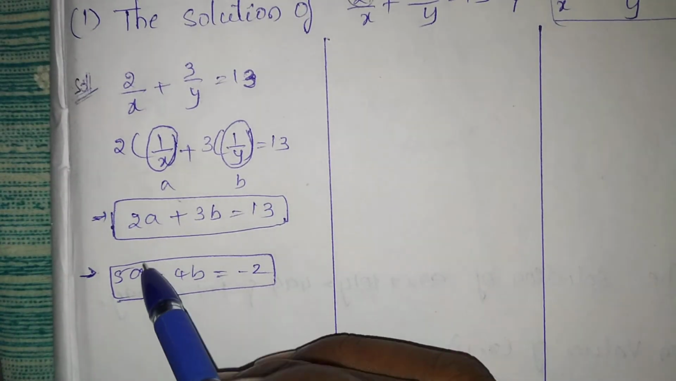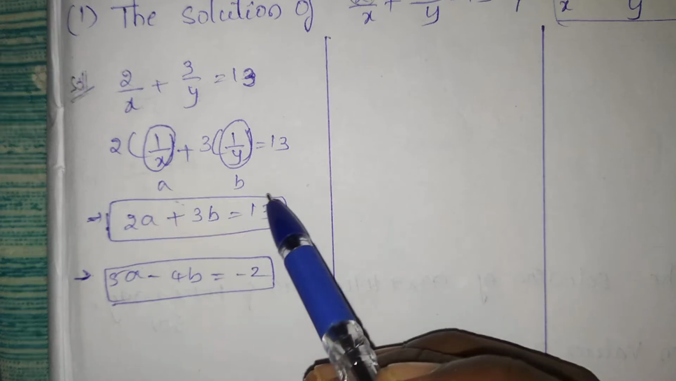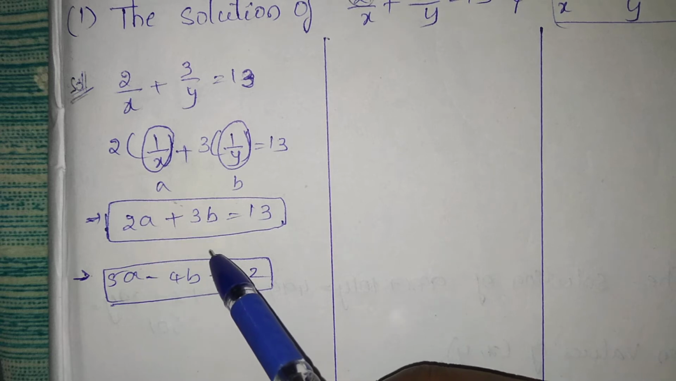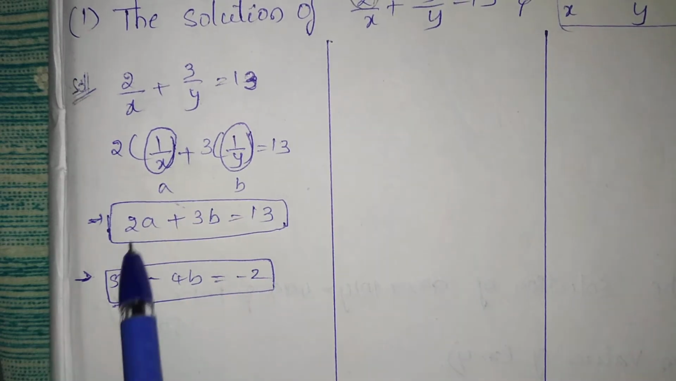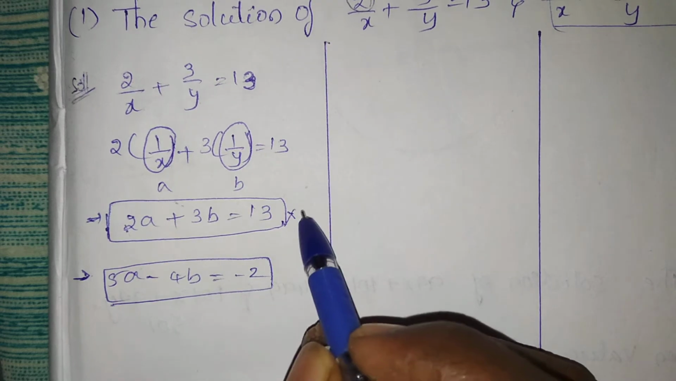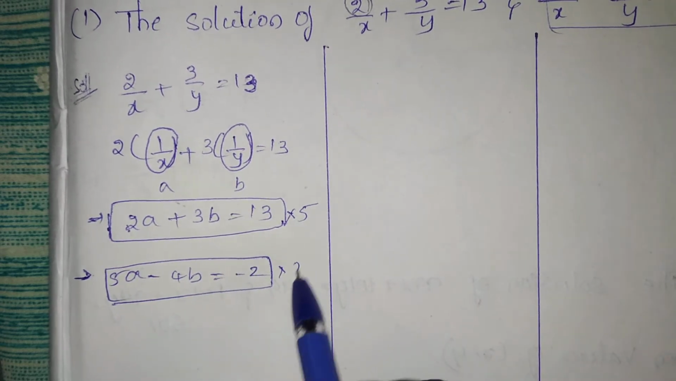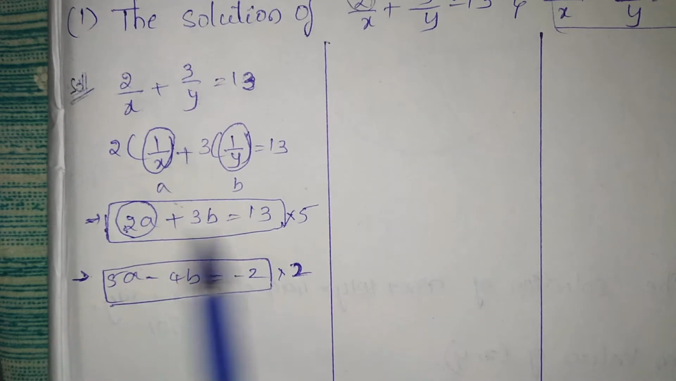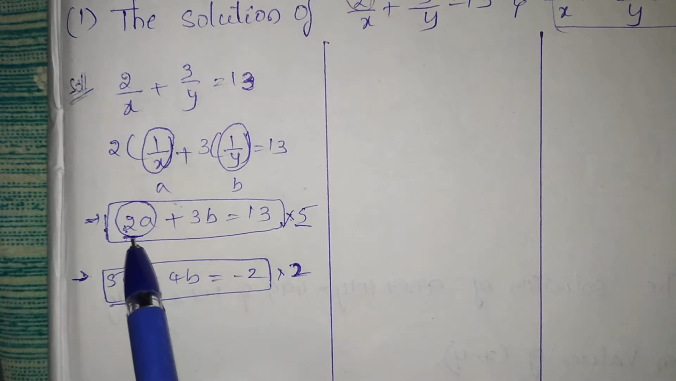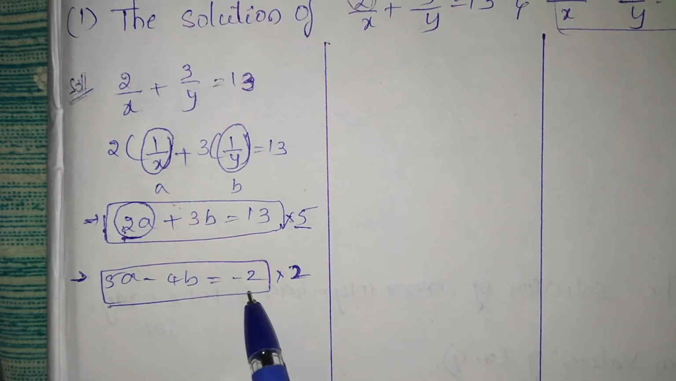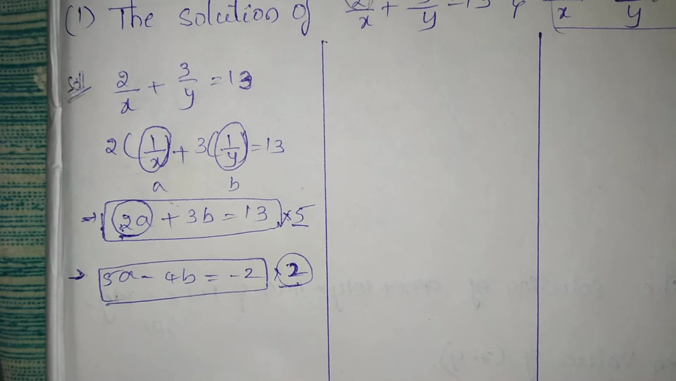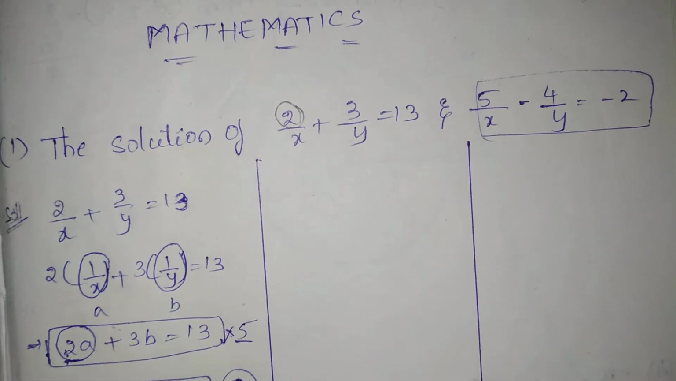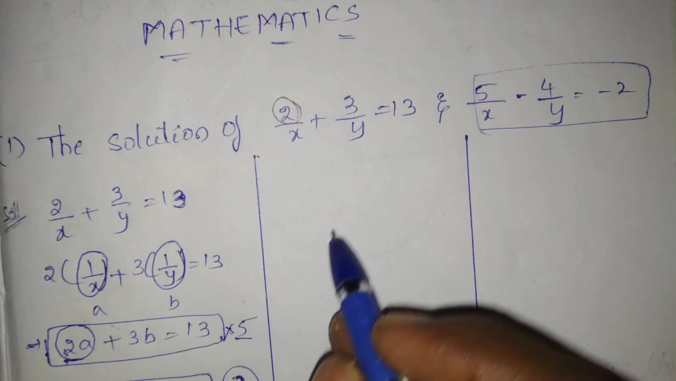Here we need to find the values of x and y, so that we can know the a and b values. From a and b values we can find the x and y values. So I am going to multiply equation 1 with 5 and equation 2 with 2, because if we multiply equation 1 with 5, the first number becomes 10, and multiplying equation 2 with 2 it becomes 10. So I am going to cancel both a coefficients, and we remain with the b coefficient.